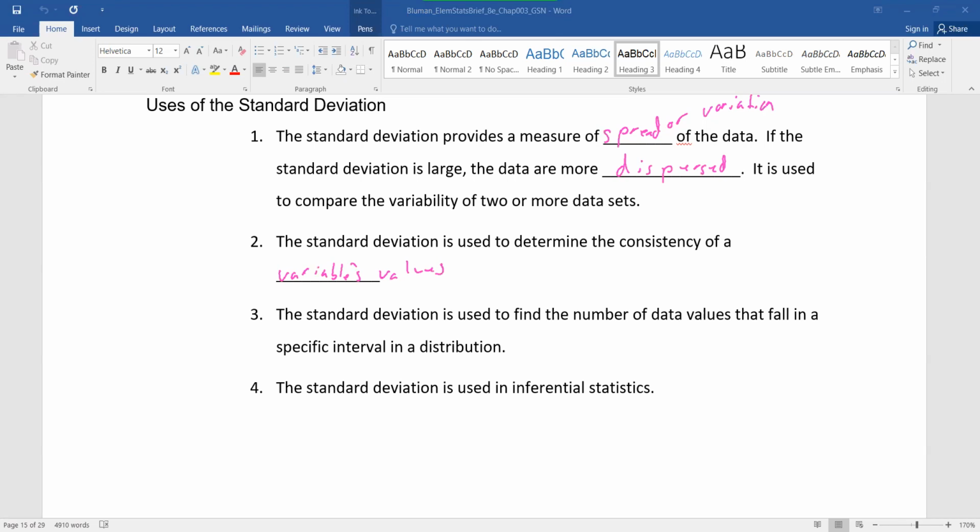So if I wanted to know where a certain variable falls in relation to the mean, and it is not between those two numbers I just wrote earlier, I could say it's outside of one standard deviation.